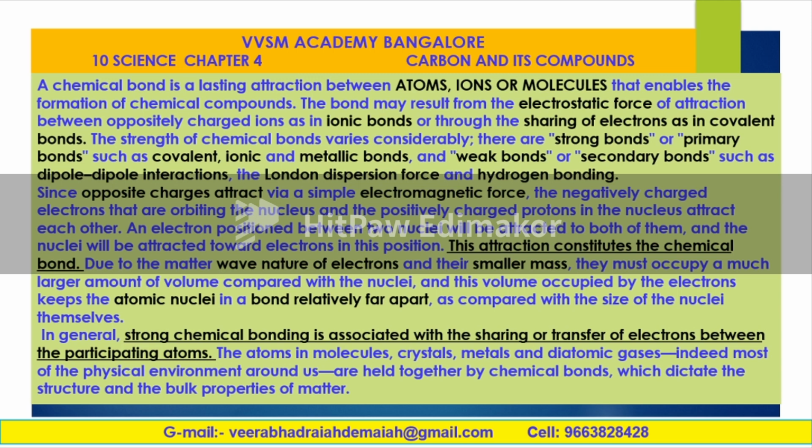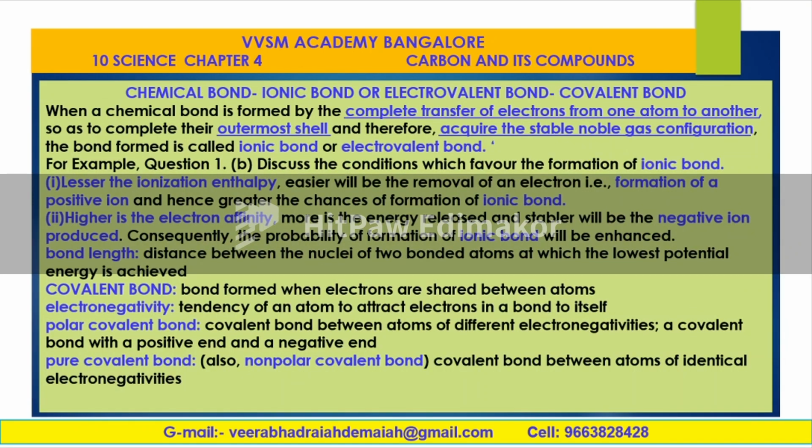Now coming to strong chemical bonding, it is associated with the sharing or transfer of electrons between the participating atoms. The atoms in molecules, crystals, metals, diatomic gases, indeed most of the physical environment around us, are held together by chemical bonds, which dictate the structure and bulk properties of matter. So, chemical bonds: ionic bond or electrovalent bond, covalent bond.